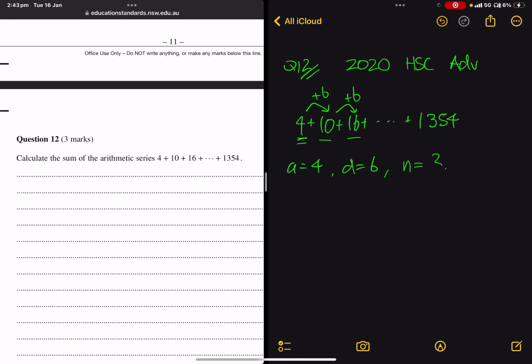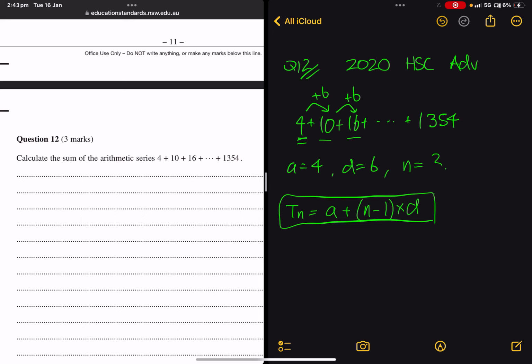Now to do this, we are going to use the nth term formula. The nth term is the first term plus the number of terms minus 1 multiplied by the difference. This formula appears pretty much exactly like this on the HSC formula sheet. It is the first formula in the 2020 iteration of the formula sheet. I believe it stays in the same spot in the following years as well.